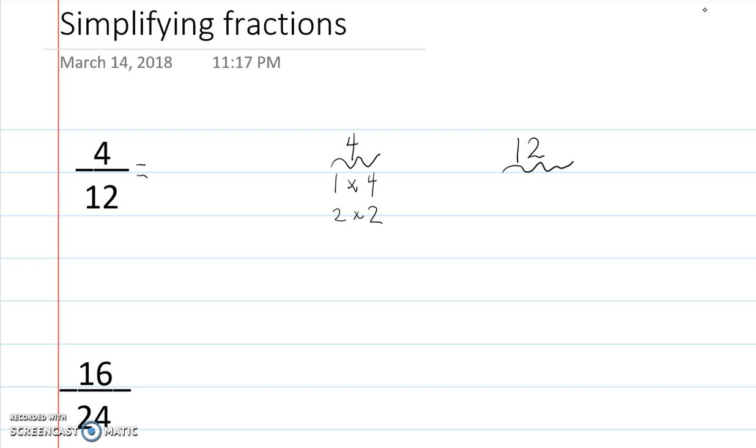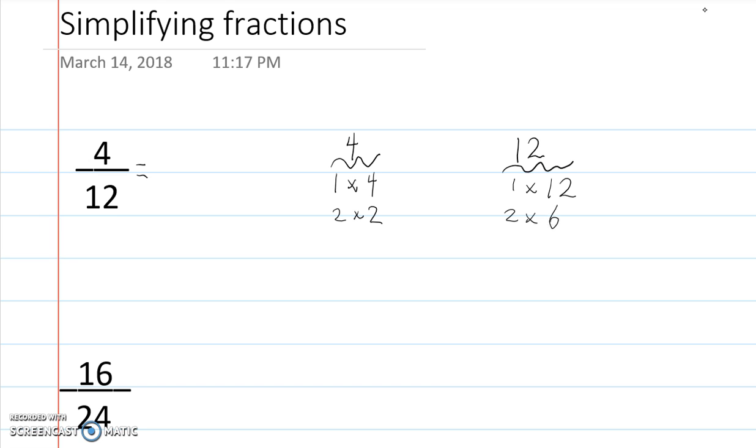Okay, now looking at 12. 1 times 12, that's the easy one. And then I go up after 1. So the next number after 1 is 2, and I think about 2. 2 times what equals 12? Does anything work? I keep thinking about it until I find something, or I've exhausted all my options from 2 to 12. So I go 2 times 2, no, that doesn't work. 2 times 3, no. 2 times 4, no. 2 times 5, no. 2 times 6, that works.